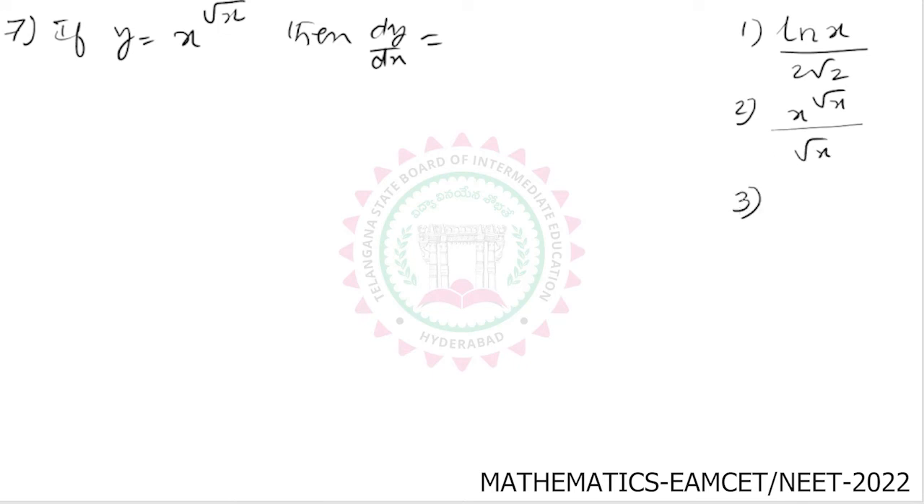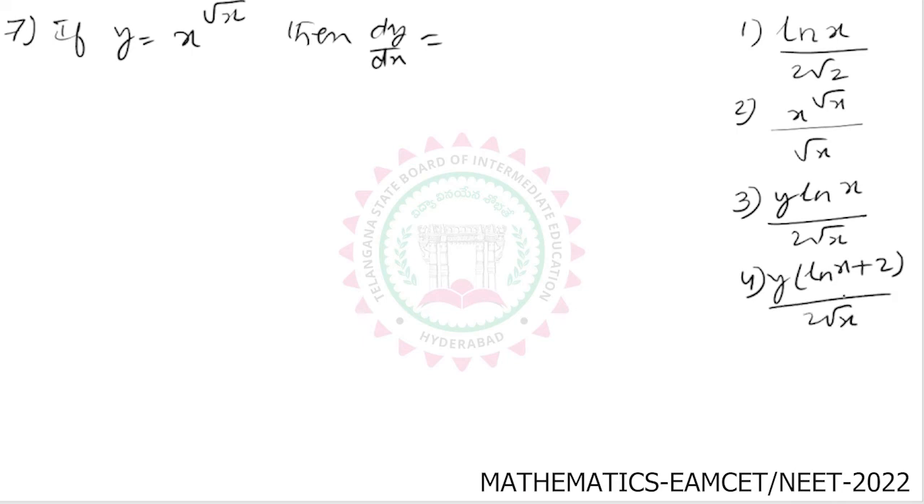Third option is y ln x by 2 root x. And the fourth option is y into ln x plus 2 divided by 2 root x. So, what is this? Natural logarithm. So, instead of log, he has written ln. So, don't get confused by seeing this. Now, write down the solution.